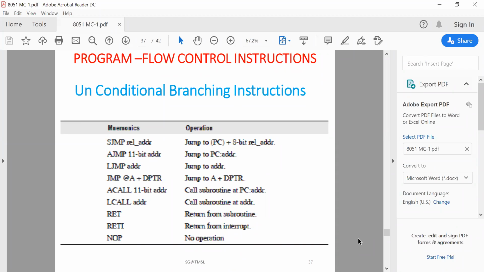Now the unconditional branchings: there is no normal JMP on a specific address like you have done in 8085 or 8086. This kind of instruction is not available here. It can be of three types of branching instructions. Unconditional branching instructions available are short jump, which is given by SJMP, or absolute jump, which in short is called AJMP, or long jump, LJMP.